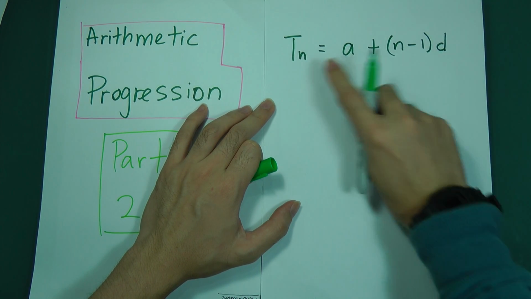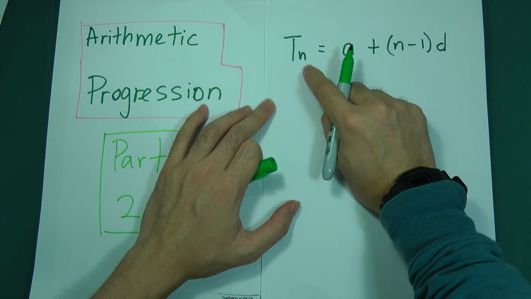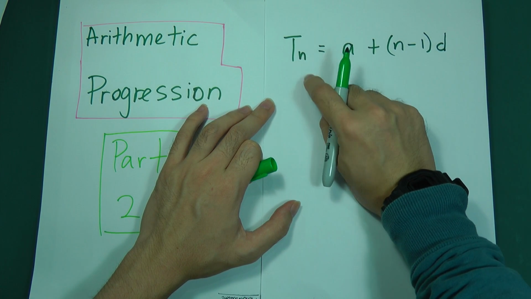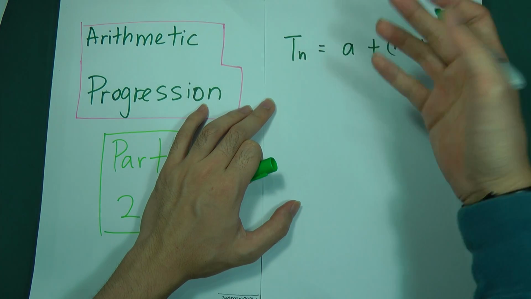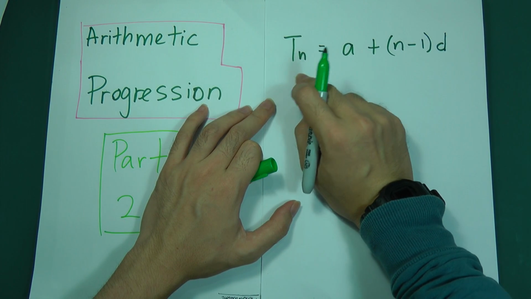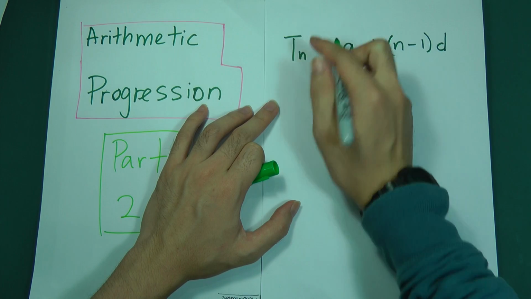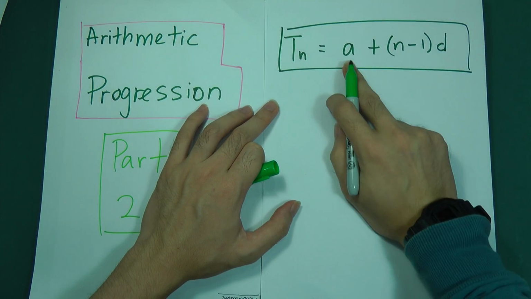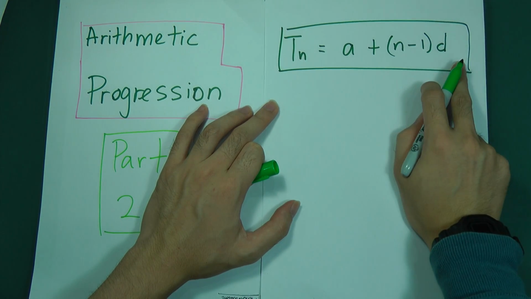Then you always need to know n, which means which term you want to find. If they tell you this is the fourth term, it means T4. If they tell you this is the third term, it means T3, so n is equal to 3. You must be very familiar with this formula, where a is the first term and d is the difference.